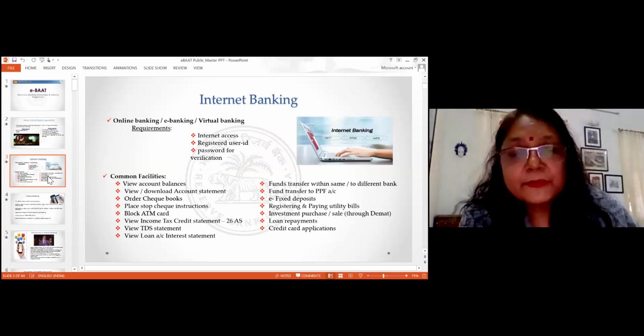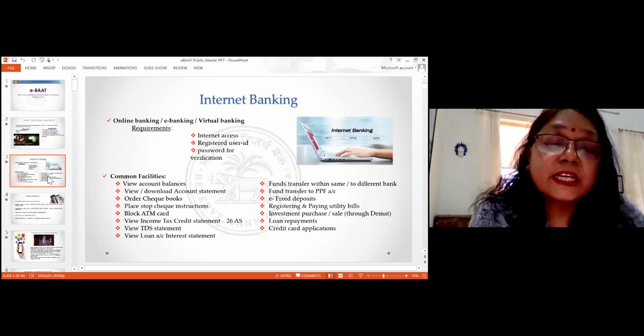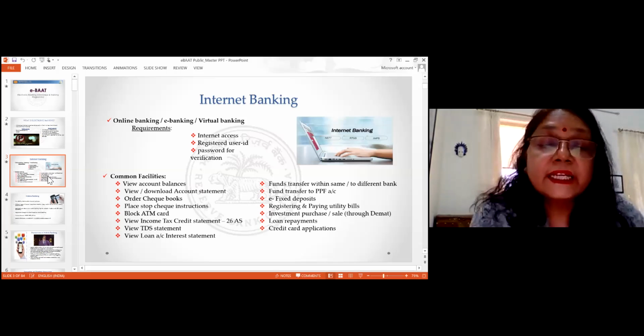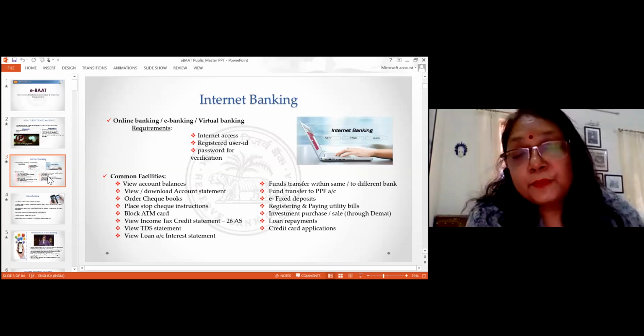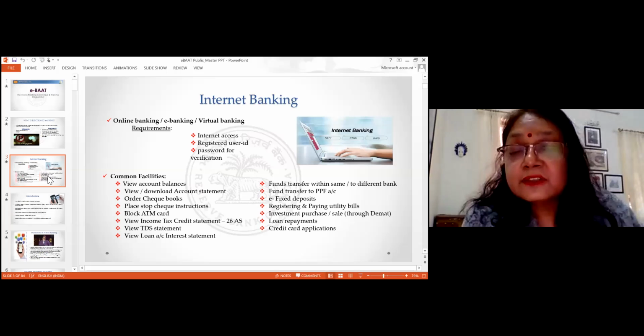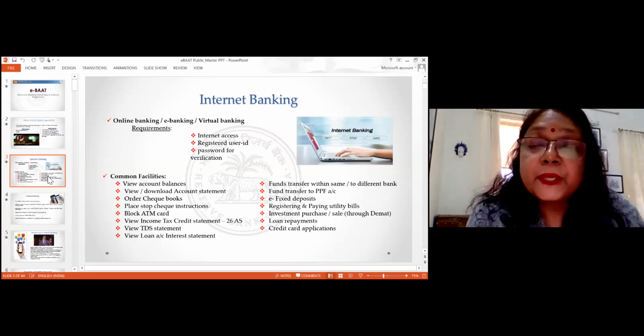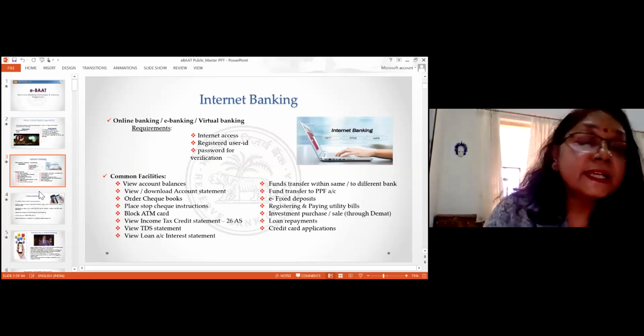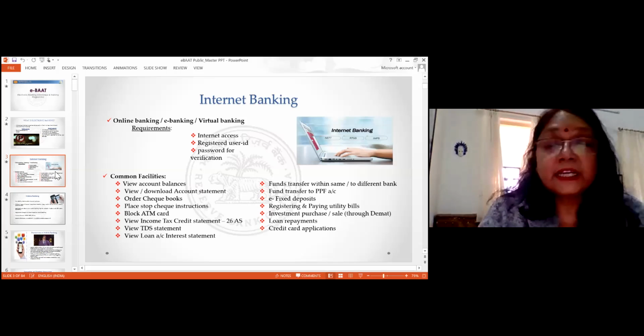These, I believe everybody would be aware of: account balances, account statement downloading, placing a request for a checkbook, blocking the ATM card. All of these, plus deploying funds, making remittances, investing in shares, which has now been allowed, payment of loans and credit card applications. So practically everything is allowed on the internet banking platform.